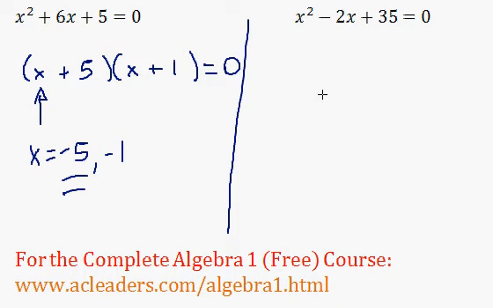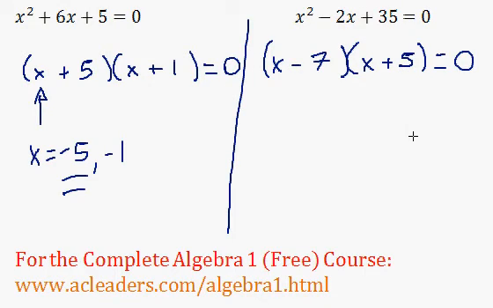What about over here? x squared minus 2x minus 35. We're looking for two numbers that multiply to negative 35 and add up to negative 2. The numbers will be negative 7 and 5.